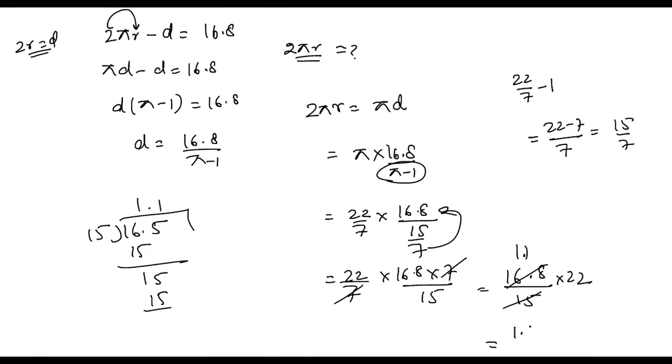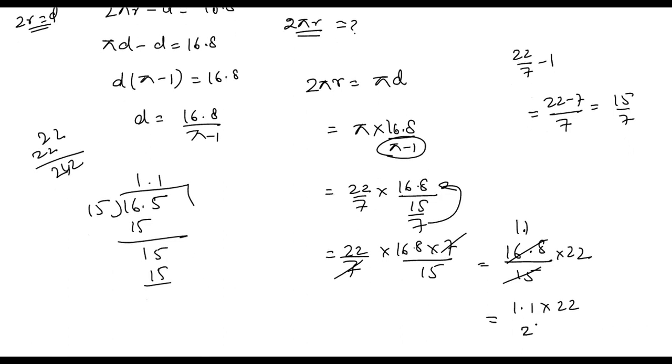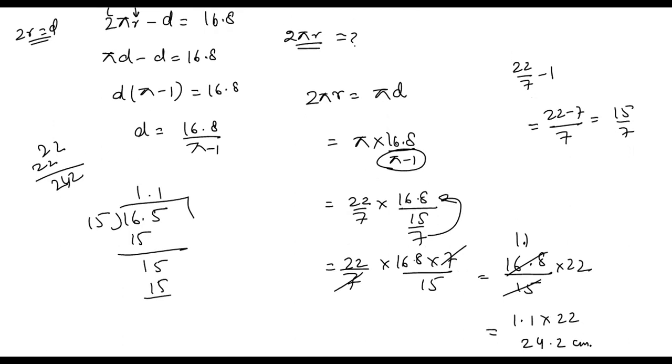Now 1.1 is being multiplied with 22. So you will get 22, 22, so you will get 242. And then you are going to have a decimal after 1 digit. So that would be 24.2 centimeter. Got it? Or still having some doubt? Did not understand? Should I explain again, beta? Yes, sir. Should I explain again? Okay.